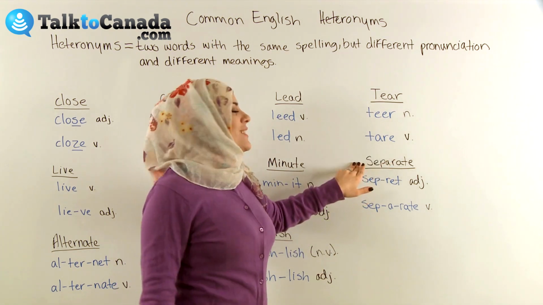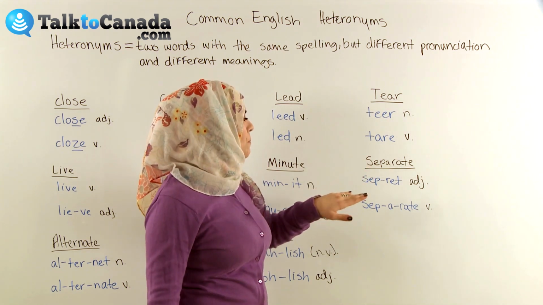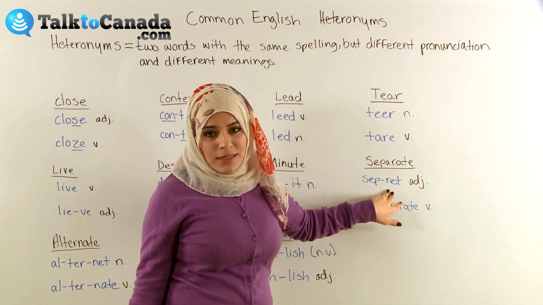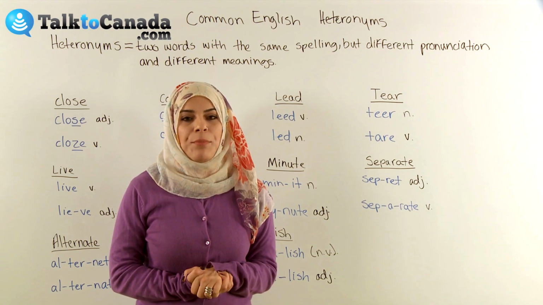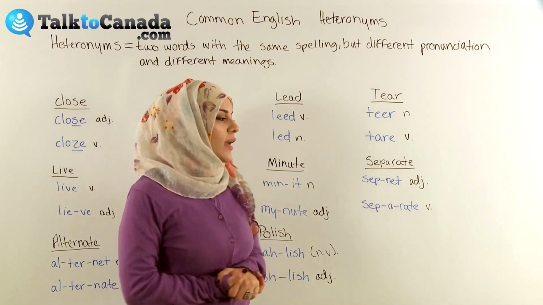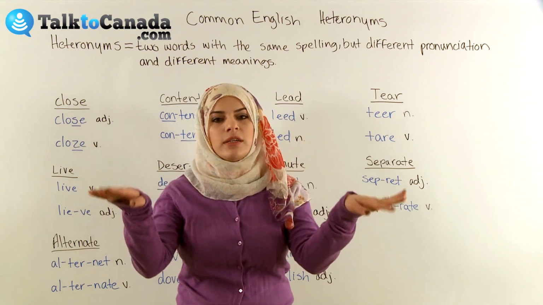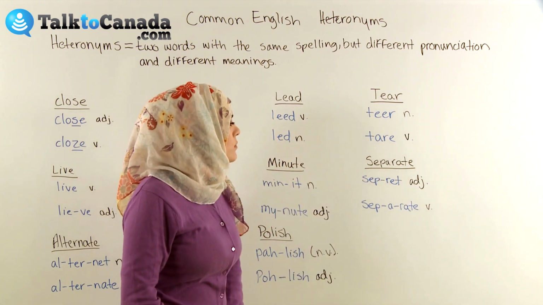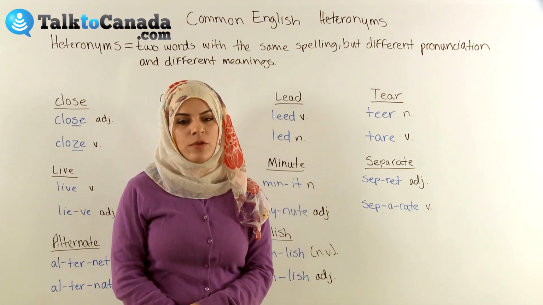Last one, separate or separate. So separate is an adjective. For example, I used two separate rooms for the interview. Okay? So it means different. Two different. So I could have said I used two different rooms for the interview, or I used two separate rooms for the interview.